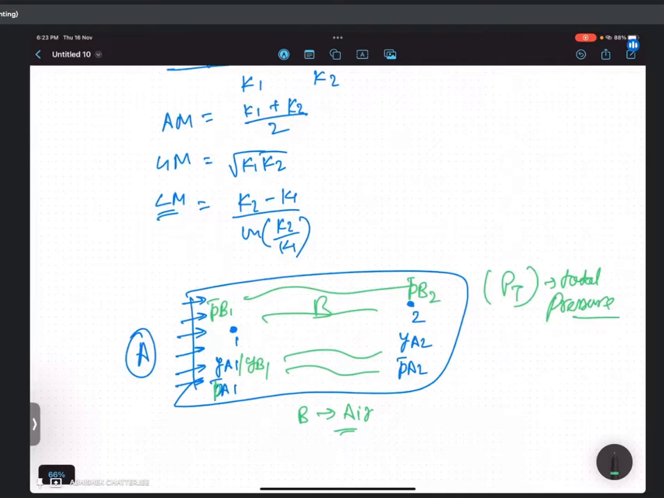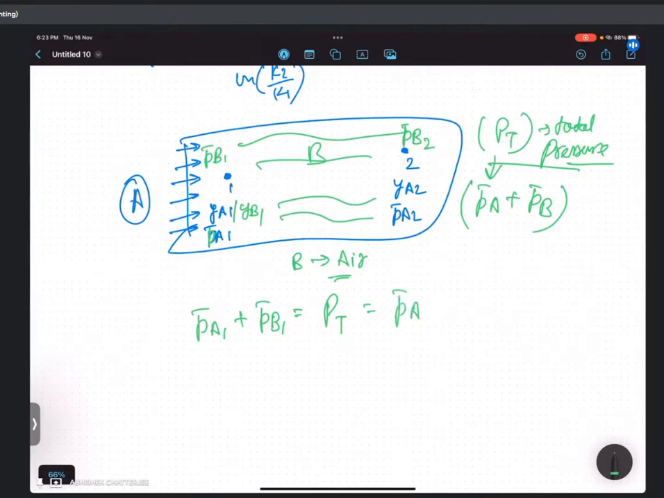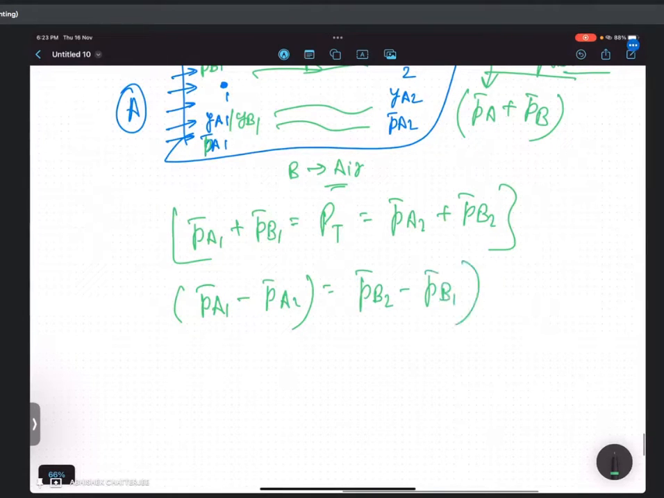And PB2 has increased. However, the total pressure, that is the sum of PA bar and PB bar, is constant. So from here, what you get is PA1 bar plus PB1 bar is equal to the total pressure, and that will be equal to PA2 bar plus PB2 bar. Okay, this is the representation of your total pressure. From here, you can also write that PA1 bar minus PA2 bar is equal to PB2 bar minus PB1 bar.